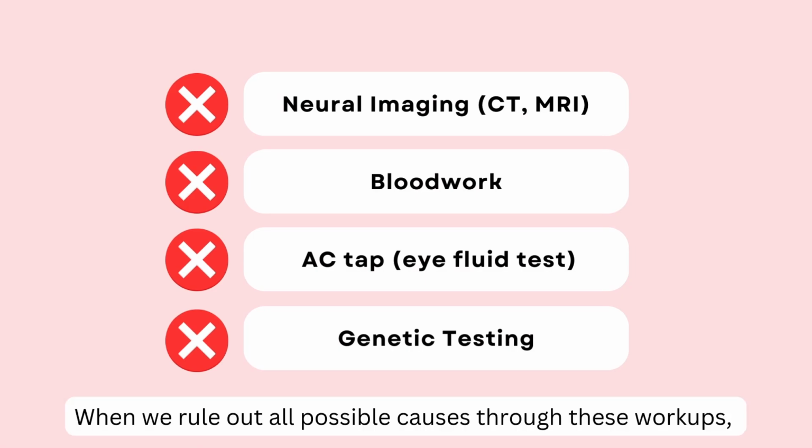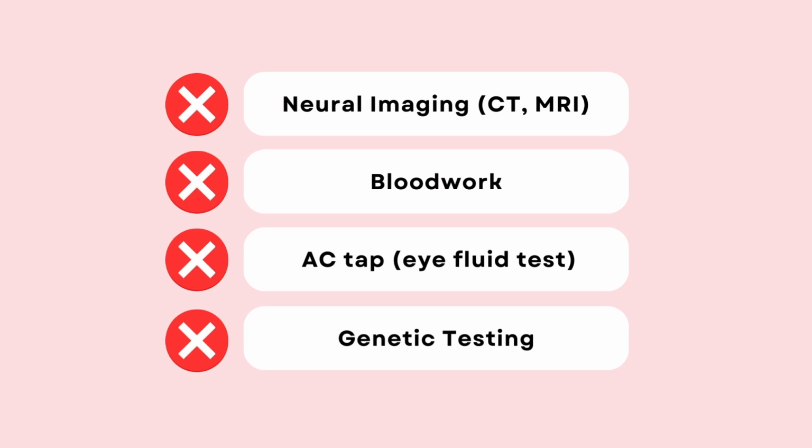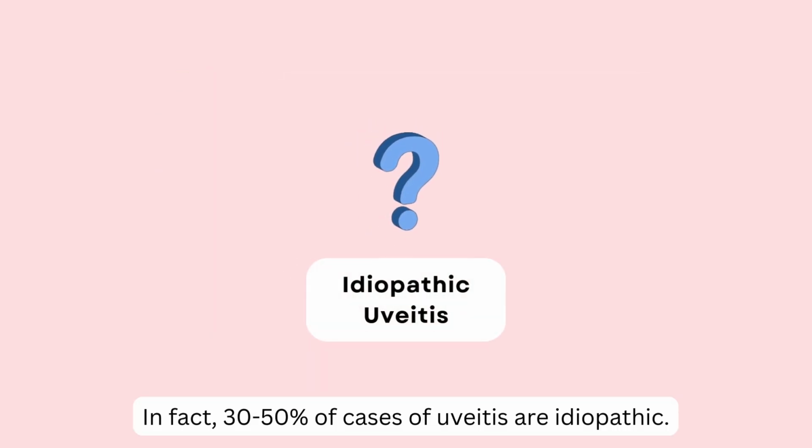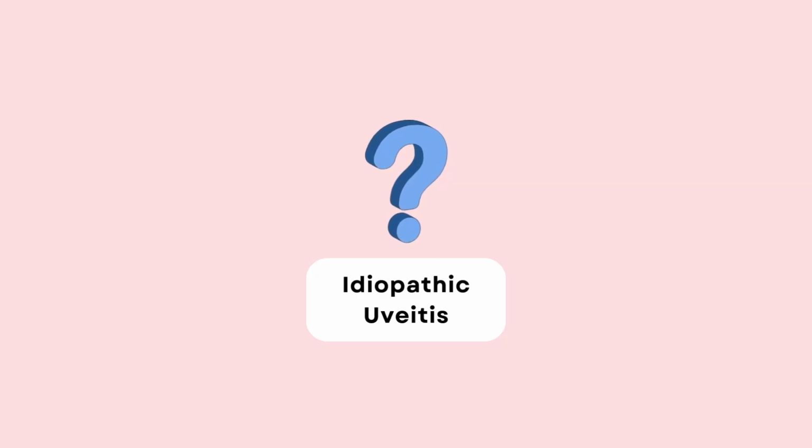When we rule out all possible causes through these workups, we call it idiopathic uveitis. In fact, 30 to 50% of cases of uveitis are idiopathic.